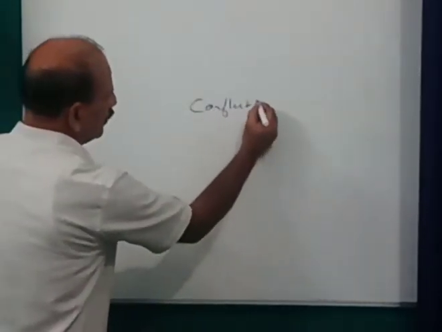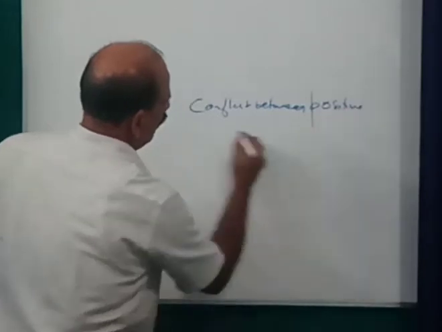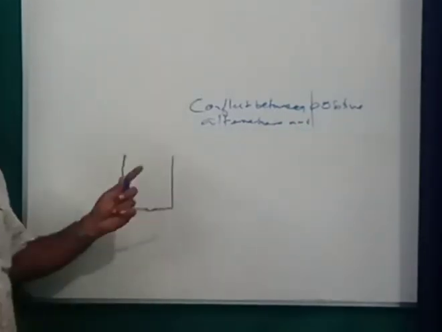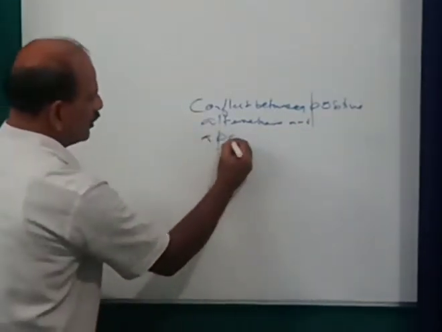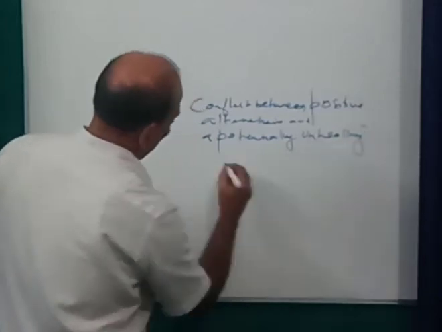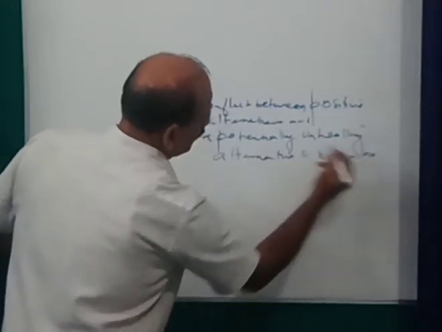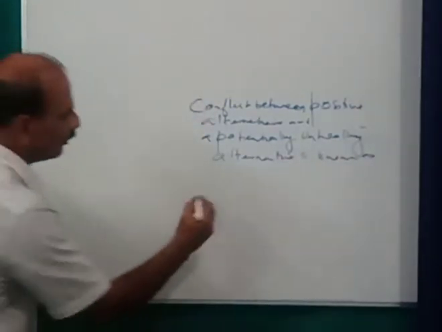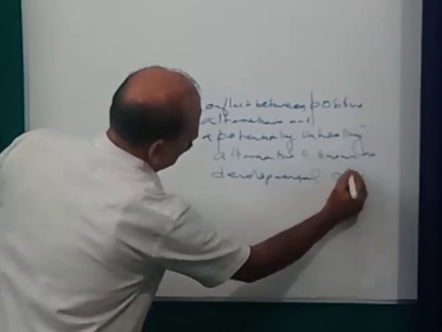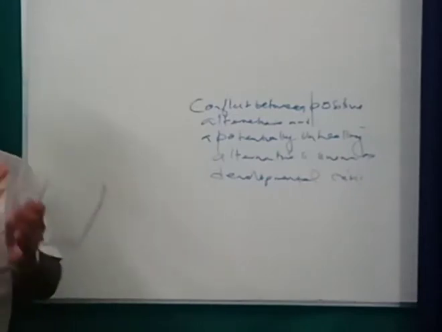Conflict between a positive alternative and a potentially unhealthy alternative is known as developmental crisis.